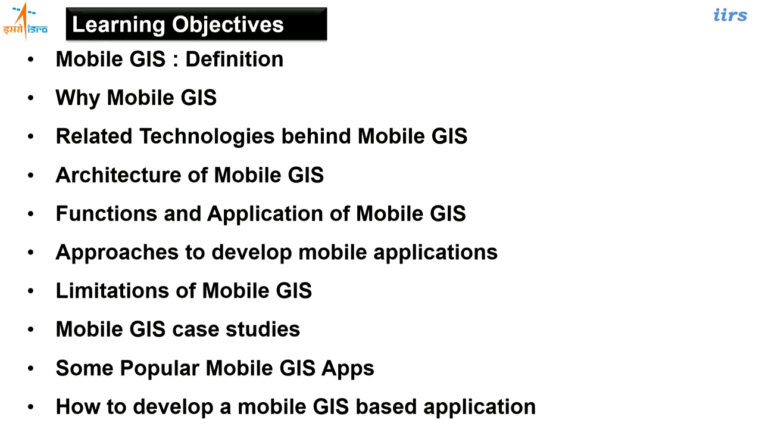And there are some limitations of mobile GIS. All of you may be aware, it is quite understood: small screen size, limited storage, and low processing speed of the mobile. So a full-fledged GIS cannot be implemented on a mobile. However, it can be simulated on a mobile, and some functionality it can perform.